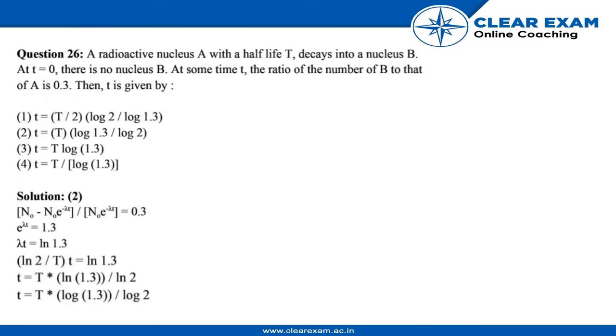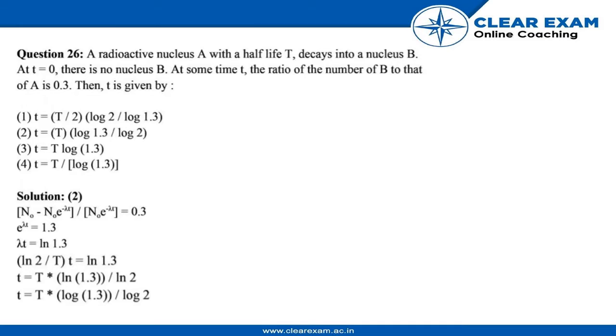Hello guys, now let us discuss question 26. The question is, a radioactive nucleus A with half-life T decays into a nucleus B. At t equal to 0, there is no nucleus B. At some time t, the ratio of number of B to A is 0.3.